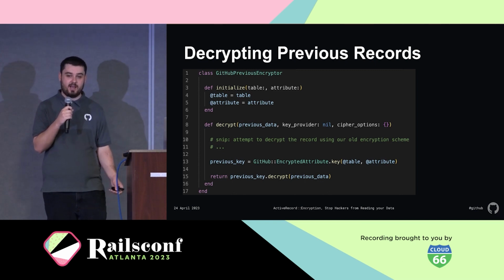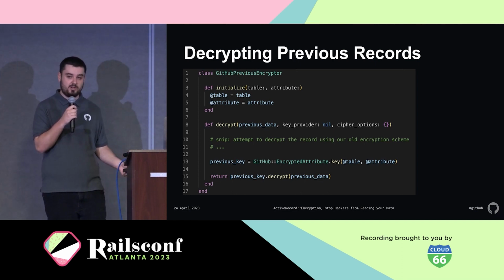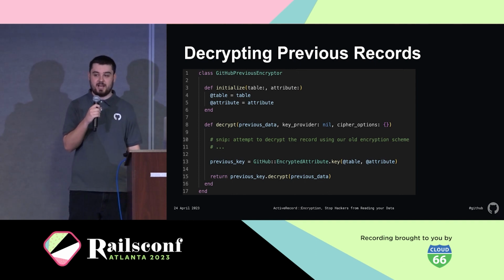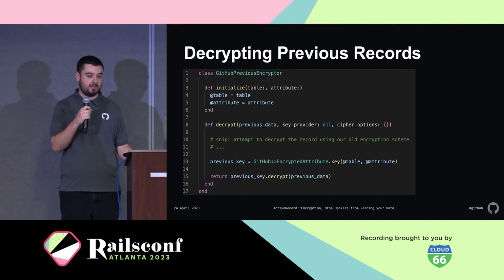So when the decryption part of ActiveRecord encryption fails, it will fall back to our previous encryption scheme, as you can see here, which calls this decrypt function with the previous data. And that previous data is then decrypted using GitHub's encrypted attribute. And then it's returned as plain text to the application.